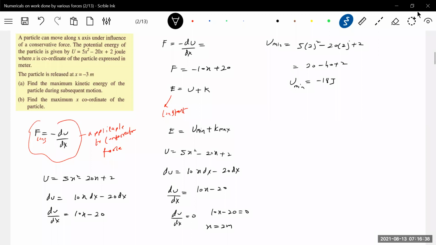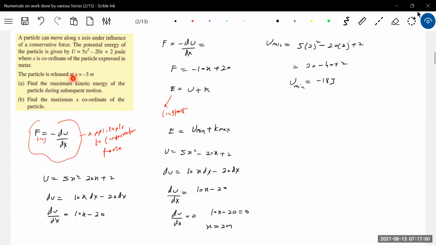The particle is released at x equal to minus 3. What is the use of that? We'll see that one. So there's a minimum potential energy. I think all of you know how to plot the graph; from there also you'll get information. Okay, U minimum we got it. We wanted K max, no? So how to get the total mechanical energy? Whatever the system possesses, energy is the sum of potential plus kinetic.